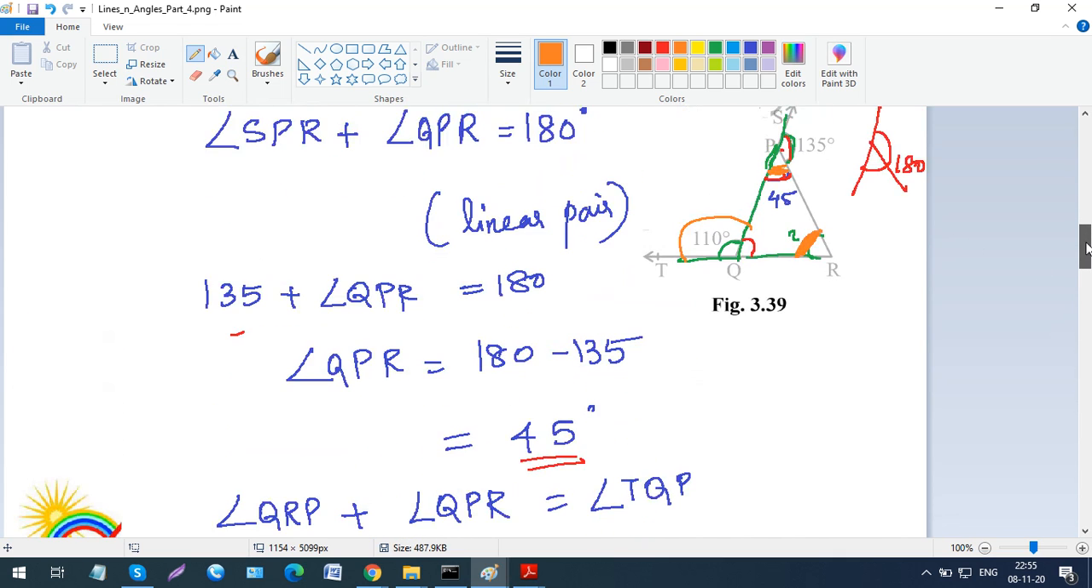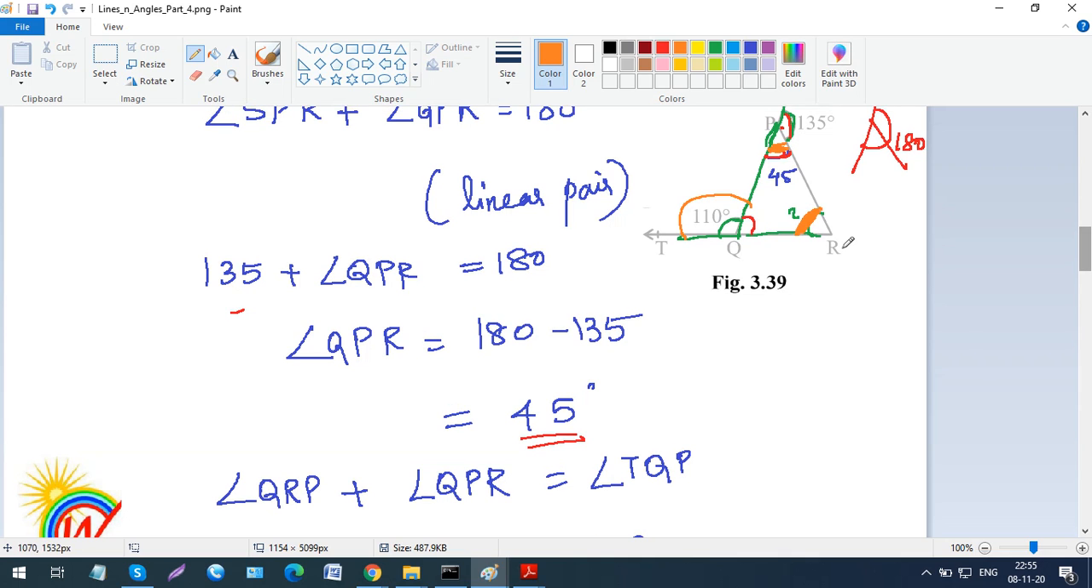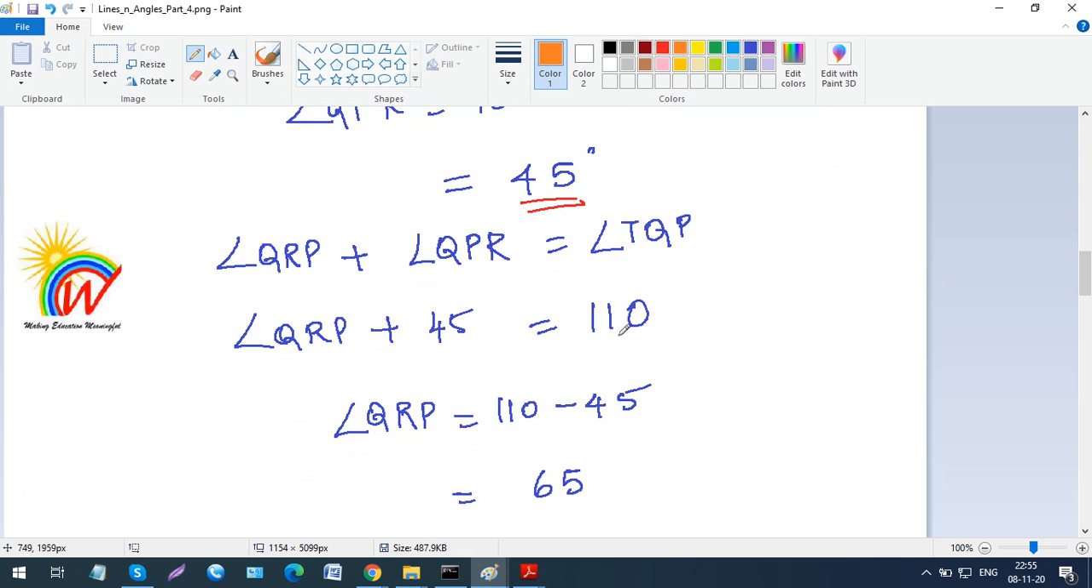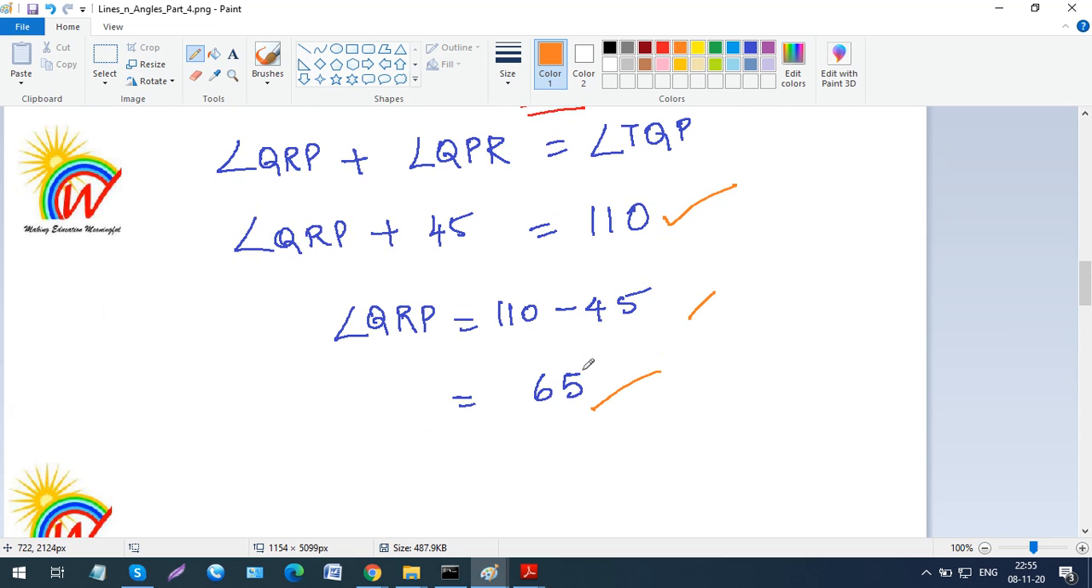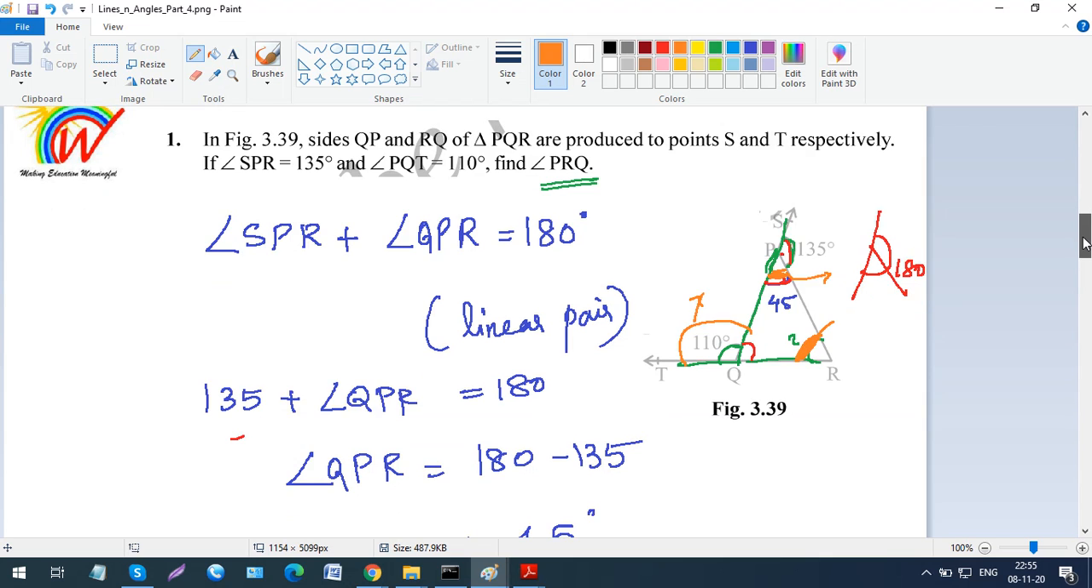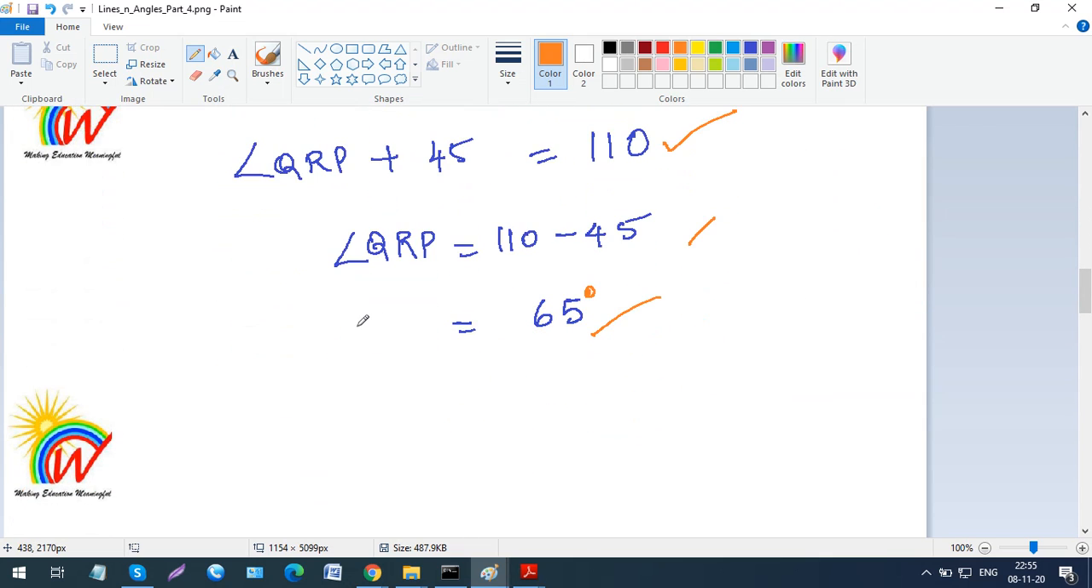So angle QRP, that is this angle, and angle QPR, which is the 45 angle which we have found, should be equal to this 110 angle. So I have written QRP plus 45 equals 110. So QRP is equal to 110 minus 45, which gives you 65. All right, so this is the angle you have got for angle QRP. That's what they have asked us to find. QRP or PRQ, it means the same.